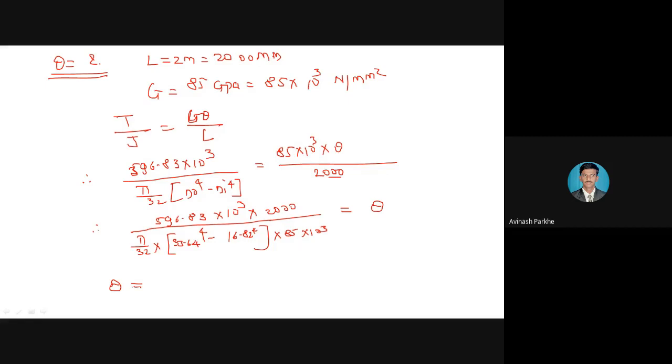In the previous problem, we used the formula T upon J is equal to G theta by L for the diameter calculation. But here in this statement, theta is not mentioned, so we have not used this formula for the diameter calculation. By using the same formula, I can calculate theta, because only theta is unknown. So we can calculate theta in radian. Do the calculations, because the external diameter we just calculated, and the internal, gives 0.119 radian.